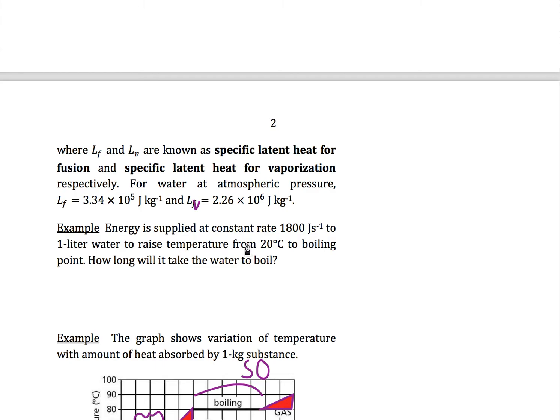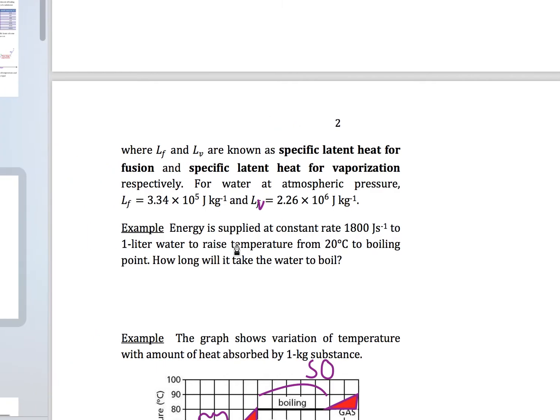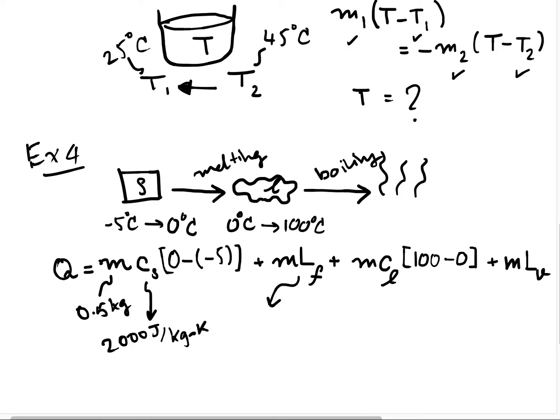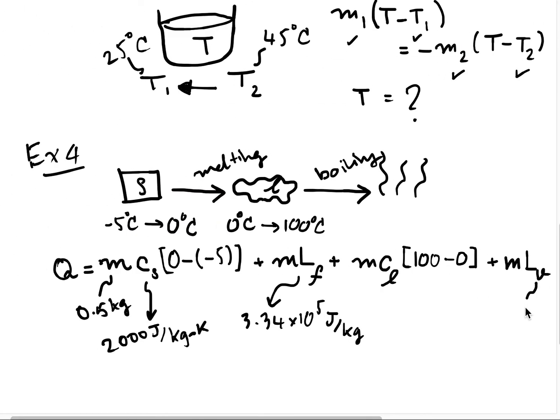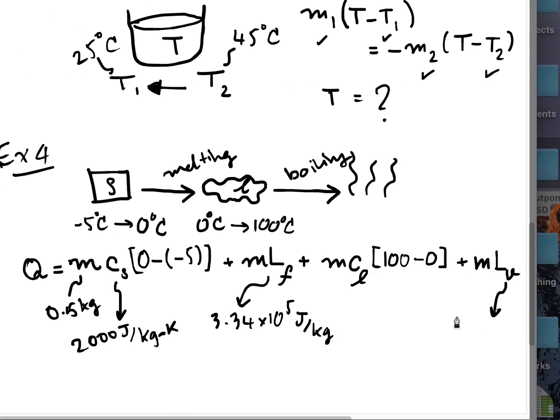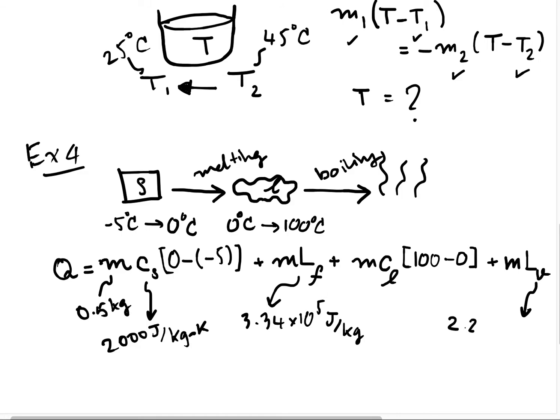Okay. So we have the value of LF, 3.34 times 10 to the 5, in units of joule per kilogram. And this one is 2.26 times 10 to the 6 joule per kilogram.